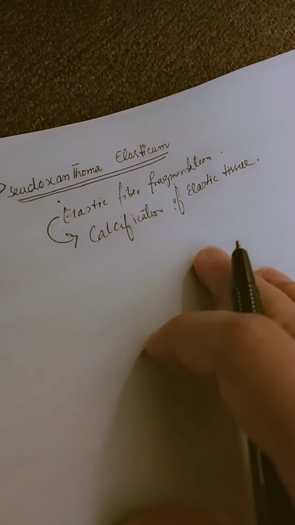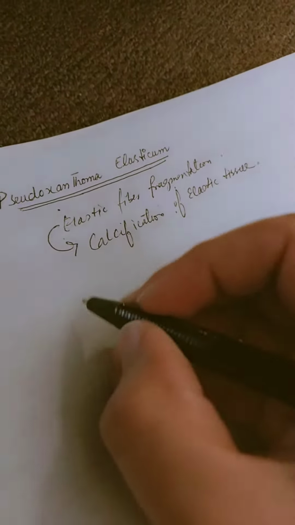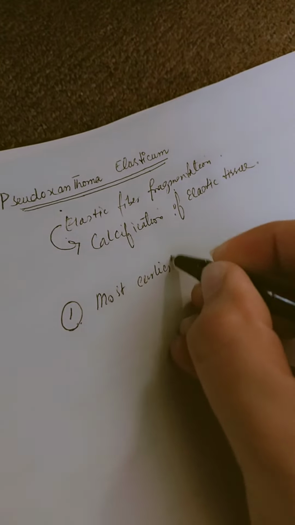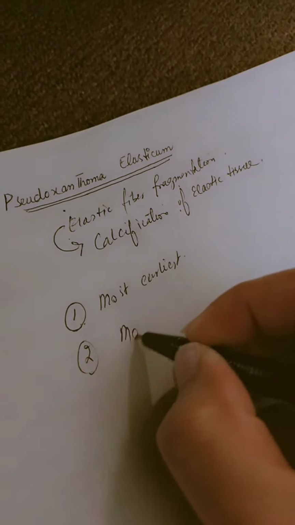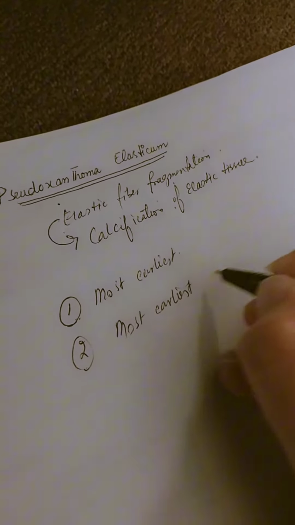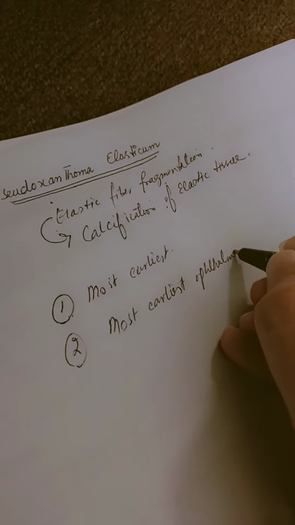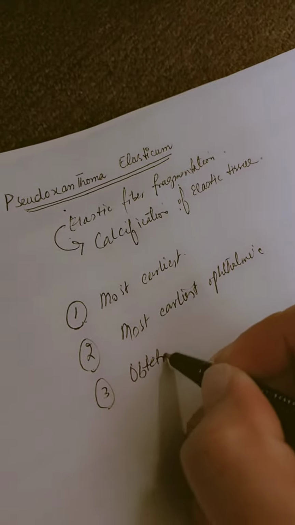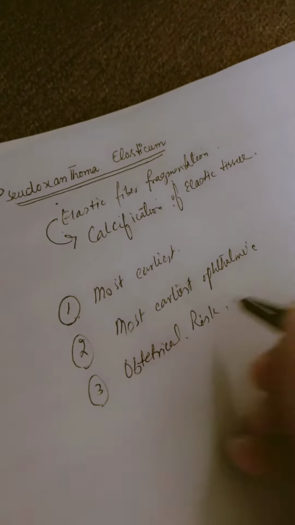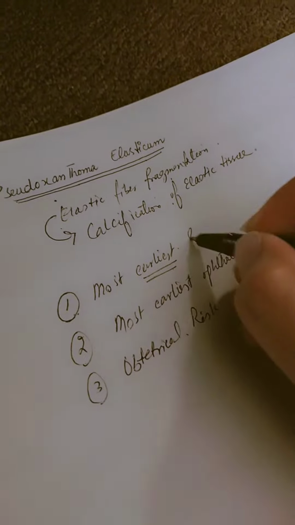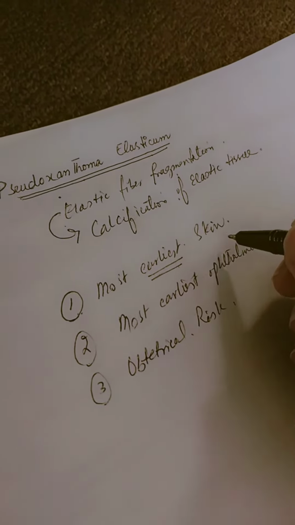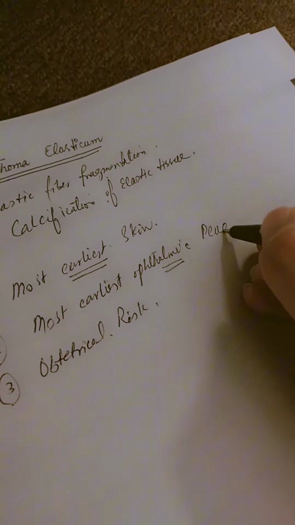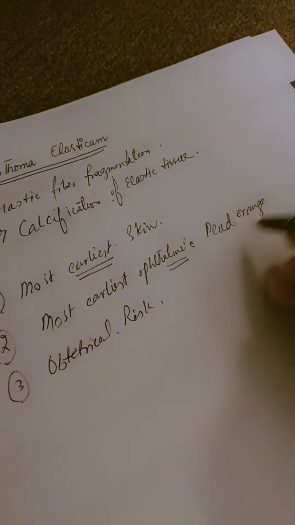Now, moving straight to the points that are important from the exam point of view, the first thing is the earliest complication of the disease. Second is the earliest ophthalmic complication. Third is your obstetrical risk. The earliest complication is skin changes, present in the teenage years or early childhood, and the earliest ophthalmic complication is peau d'orange fundus, not angioid streaks.